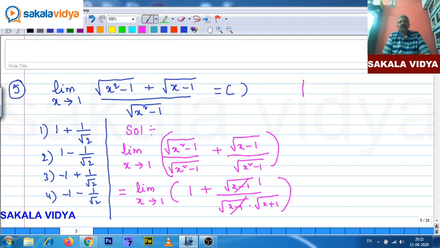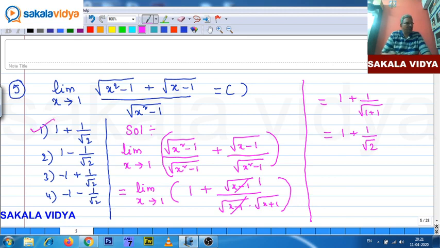Now substitute the respective limit. 1 plus 1 by root of 1 plus 1, so this equals 1 plus 1 by root 2. So that means the first option is the right option. Check it once again.